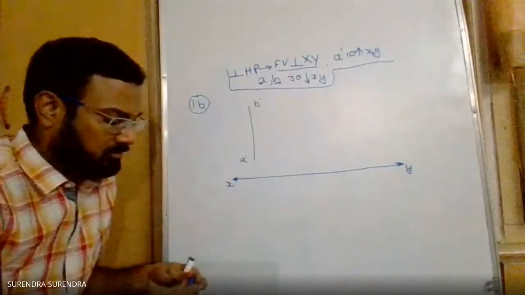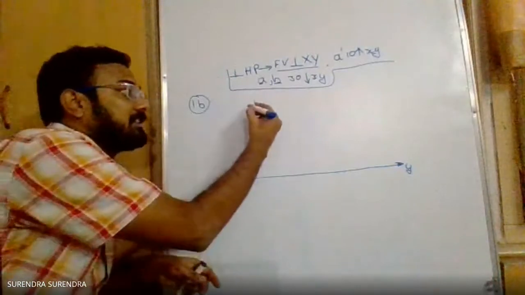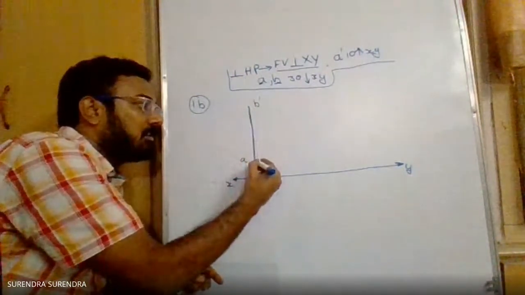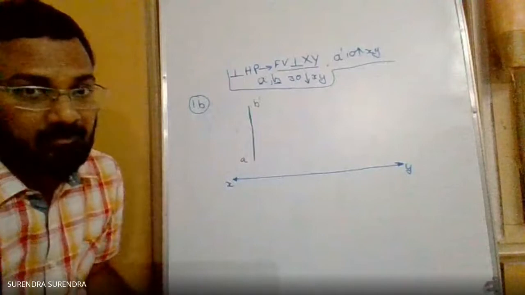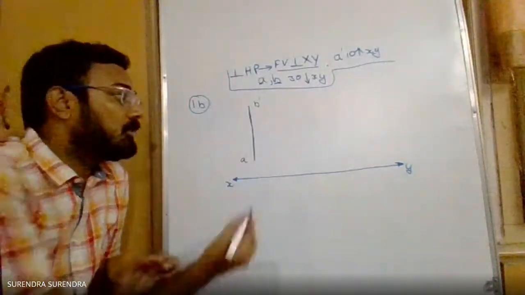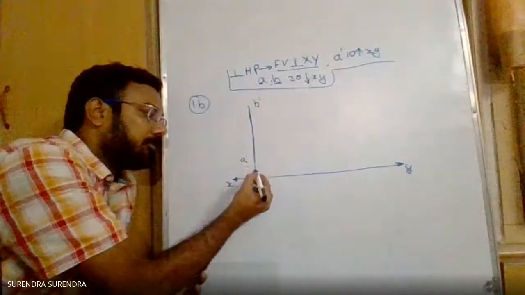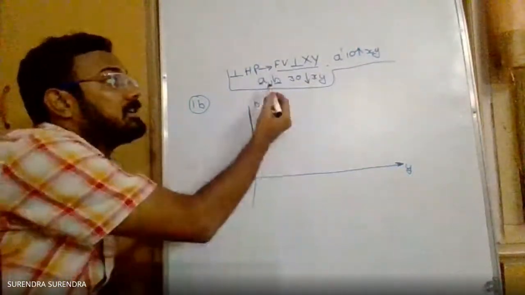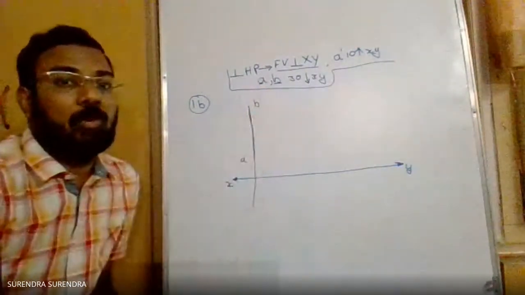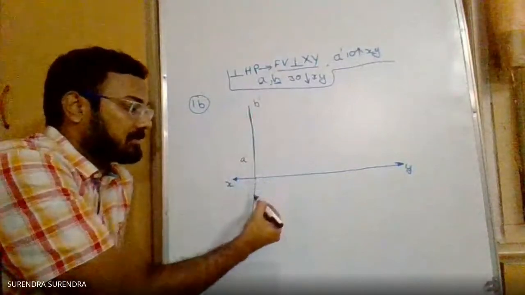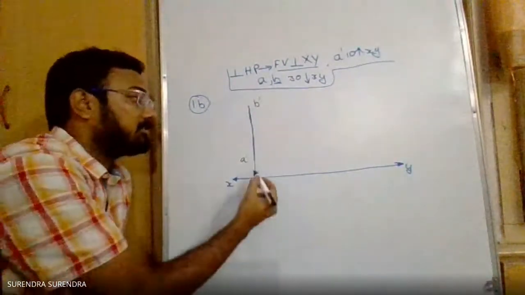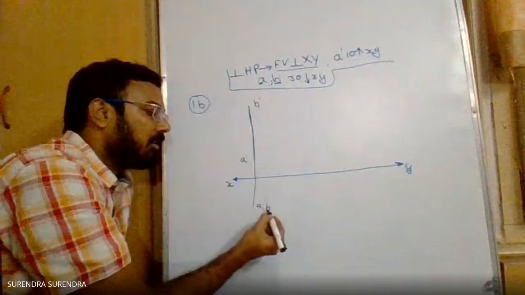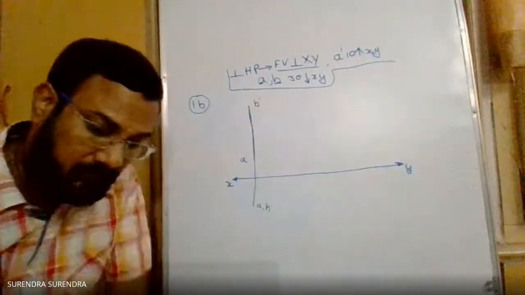What about the top view? As it is a true length of the line, represent this line with HB. See here, I'm drawing it with a blue color line. Draw this complete line with HB. Now, for getting the top view, project this point below the XY line. To what extent? It is given that A, B are 30 mm below the XY line. So extend this line to 30 mm below the XY line, and here represent A, B.